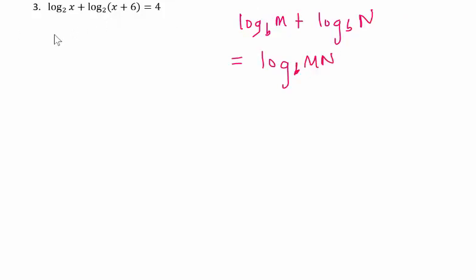Log base 2 of x plus log base 2 of x plus 6 is equal to 4. The first thing we want to do is combine the logarithms and write as one if possible. If you remember, our product rule says log base b of m plus log base b of n is equal to log base b of m times n. So on the left side of the equation, we get log base 2 of x times x plus 6 is equal to 4.